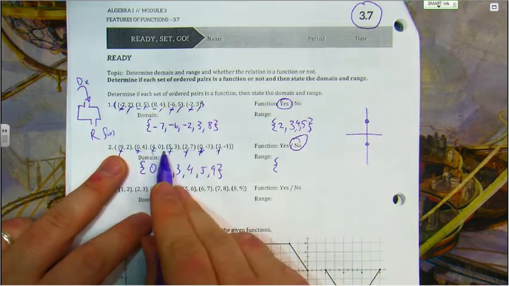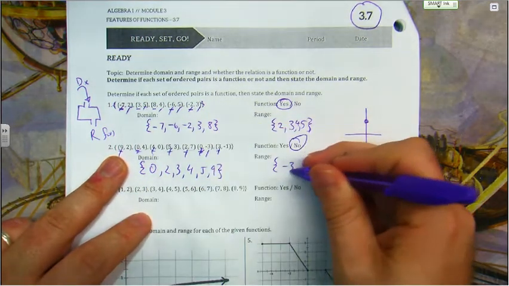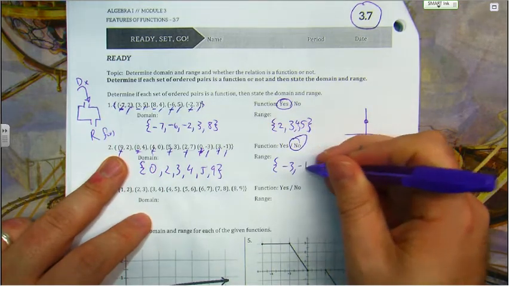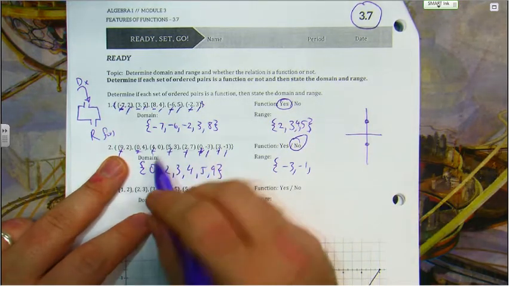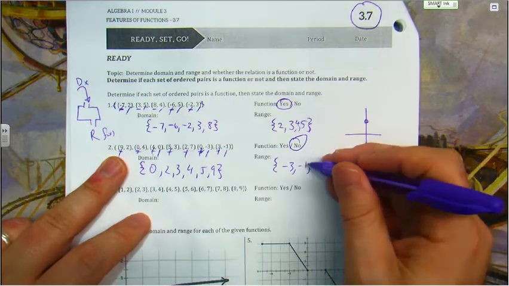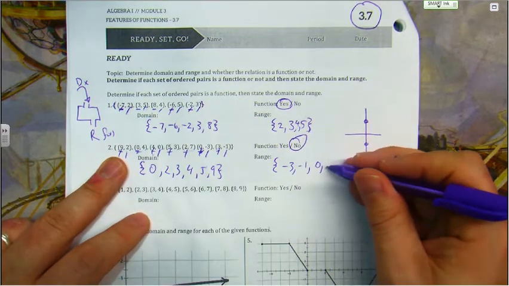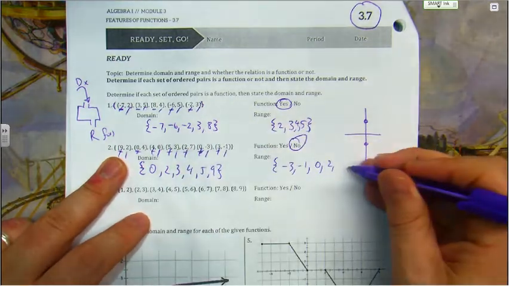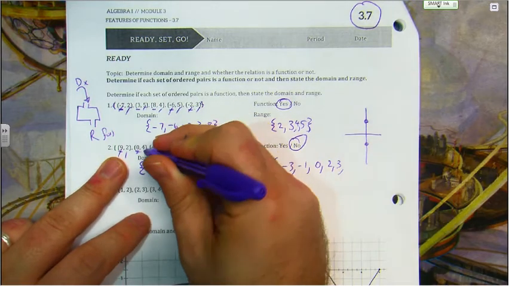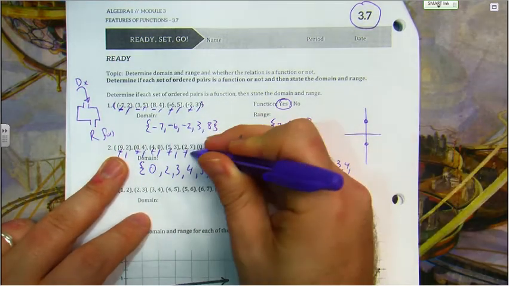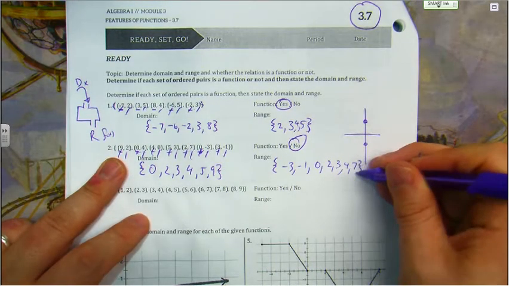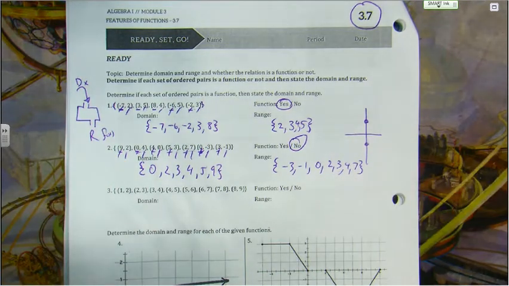So what's the lowest? -3, -1. I'm just making these dashes so I know that I've crossed them off. 0, 2, 3, 4, and 7. Okay, that's it. That's what I'm asking you to do for these.